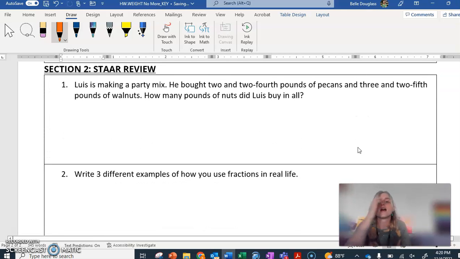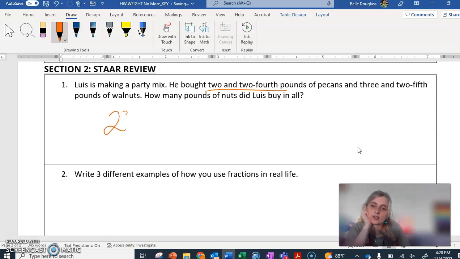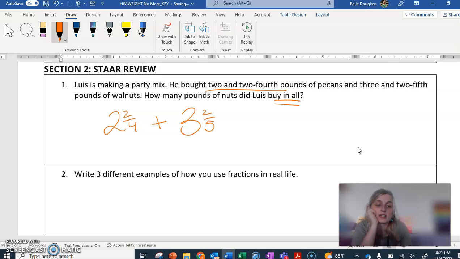The review. Luis bought 2 2/4 pounds of pecans and 3 2/5 pounds of walnuts. How many pounds of nuts did he buy in all? In all tells me it's an adding problem. I might actually change them to decimals because you can't add fourths and fifths, and I'd rather not create common denominators. So I would rather change these to 2 point something and 3 point something. Change them to decimals before you add them.